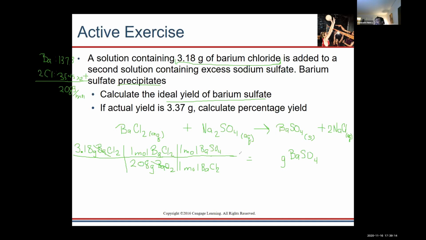Okay, now then what do we do? You find the molar mass of barium sulfate. Okay, now we need the molar mass of barium sulfate. 233. BaSO4. What is that? 137 plus 32 plus 64. And you said that was 234. Are you sure? 233. I said 233.